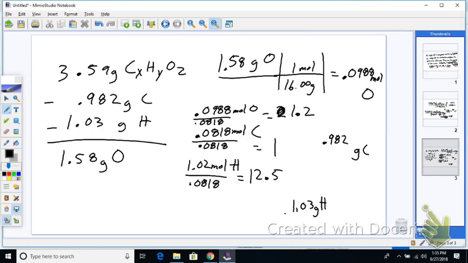It's not a pretty ratio. We're going to have to find something we can multiply the 12.5 by and the 1.2 by to get them to whole numbers. What would that be? So we multiply that by 5. Would that make that a whole number? No. We'd have to multiply it by 10, right? So this would be 12, and then we multiply this by 10, and then we multiply that by 10. So it would be what?